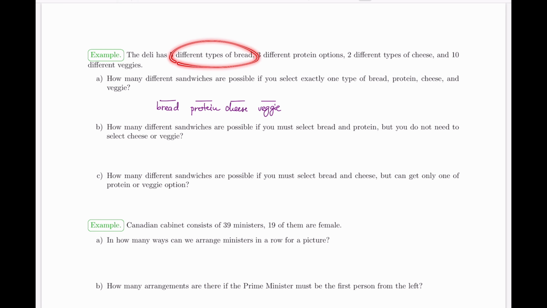For the type of bread, I have 5 different options. For the type of protein, I have 3 different options. I have 2 options for cheese, and finally 10 options for a veggie. I do have to perform these tasks all consecutively and all together, which means that I'm going to utilize the multiplication principle and multiply everything together. So in this case, if I multiply through, I should get 300.